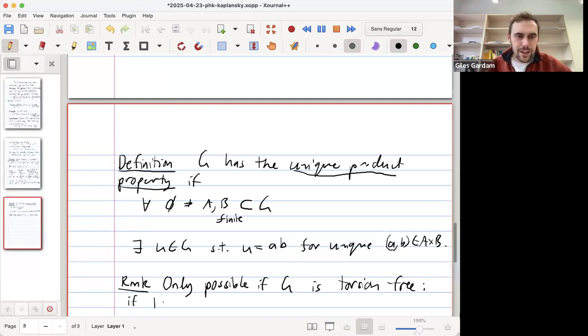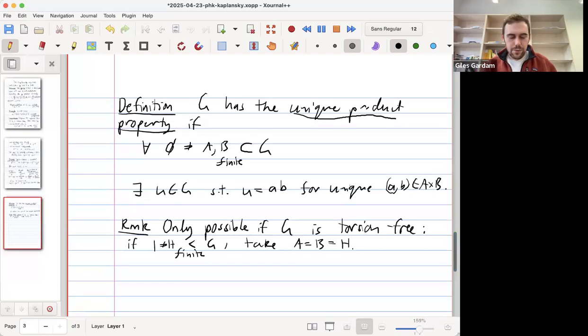So if this is a subgroup of G that's finite, then we can just take both of these sets A and B to be H. So if H has size n, then when I consider all n squared products, I'll just get the n elements of H, each occurring n times. So there certainly won't be any unique product. They're all occurring the same number of times. So this is something that can only possibly happen for torsion-free groups.